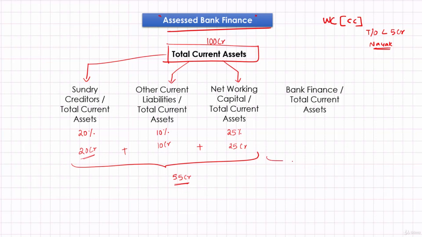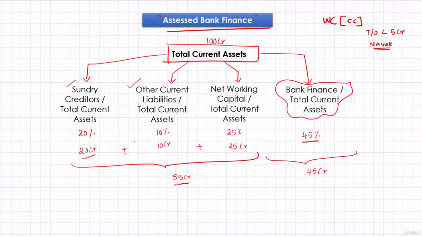It means what is the balance portion? Balance portion is 45 crore. It means bank finance to current asset is 45%. The point we have to appreciate here is that under assessed bank finance, the bank finance is arrived at as a balancing figure. That is, sundry creditors are funding the business, other current liabilities are funding, net working capital is also funding, and only the balance portion should be funded by the bank.